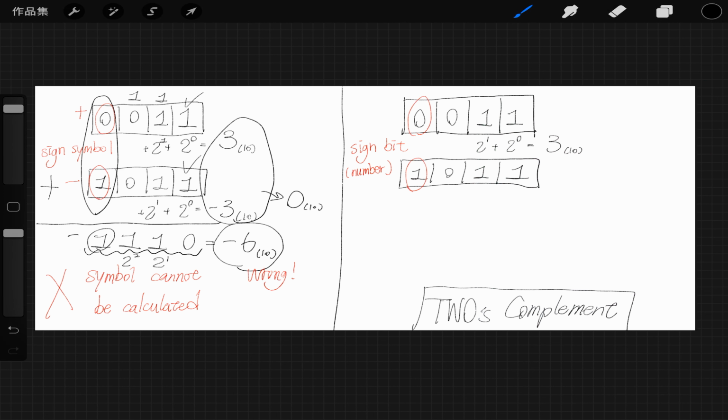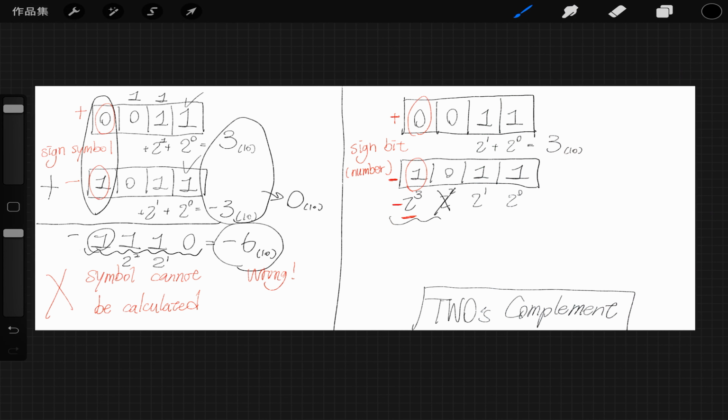Let's try to add them up. For the first bits, we get 2 to the power of 0 and 1, and 2 to the power of 2, and 2 to the power of 3. Because this one is 0, we will ignore it. So let's turn our attention here. Because we define this as a sign bit, if it's 1, we will say it's negative. So this 2 to the power of 3 will be a negative number. If it's 0, we will say it's positive.